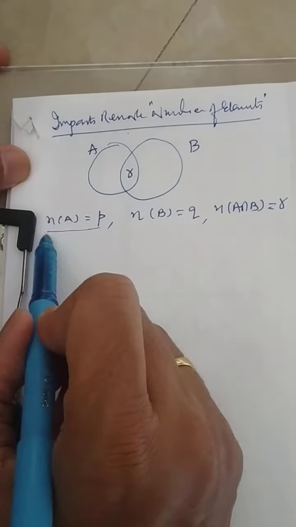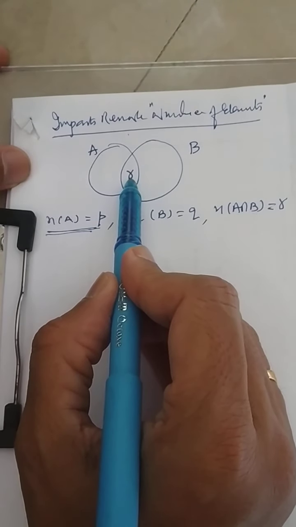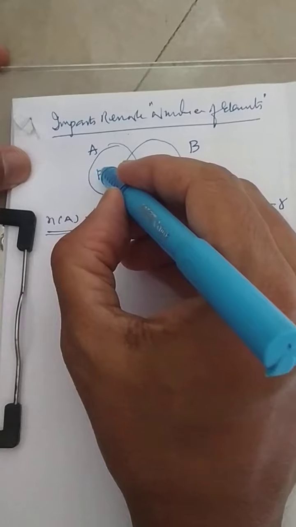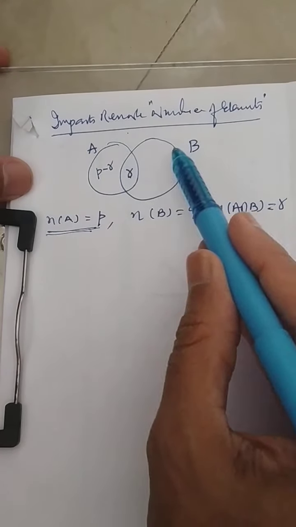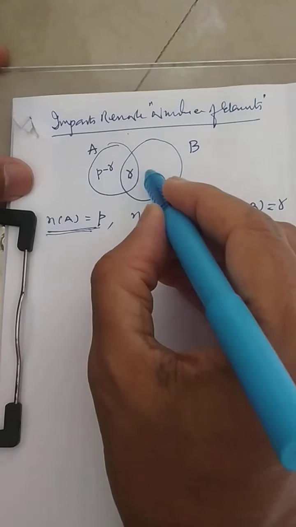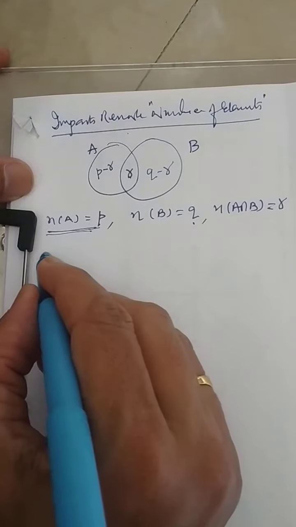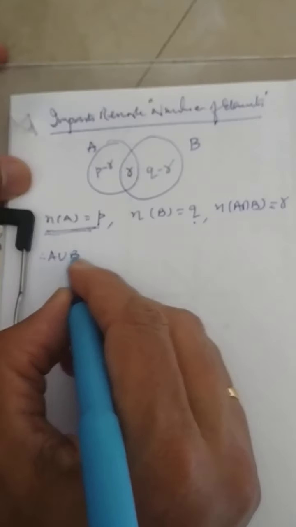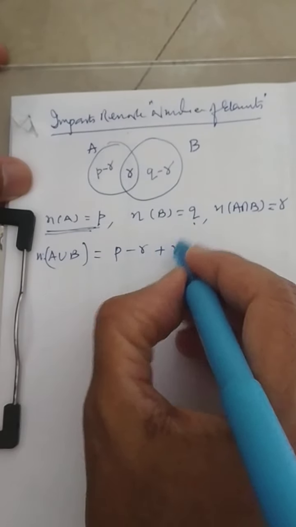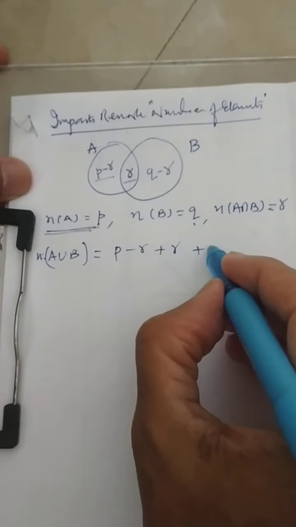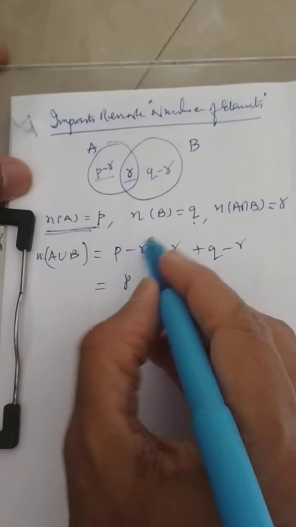What is this suggesting? In the whole set A there are P elements. Over here it is R, so definitely this part must have P minus R elements. In the whole B set, how many elements are given in the question? Q. So this portion will have Q minus R elements, because R elements are common. Therefore, suppose I want to find how many elements are there in A union B, I should write P minus R plus R, which I have taken, plus Q minus R. If you simplify this, you will get P plus Q minus R.